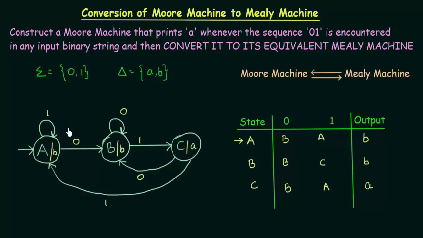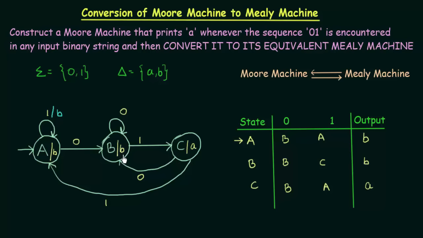Coming to the first state, in state A we have output B, and let's look at the transitions. Here we have 1. Input 1 goes to A, and what is the output associated to A? It is B. Since this 1 is going to state A, and the output associated to state A is B, this 1 will have the output B associated to it. In the same way, let's see this 0. 0 is going to state B, and what is the output associated to state B? It is small b. Since this 0 is going to state B, this 0 will have the output small b.